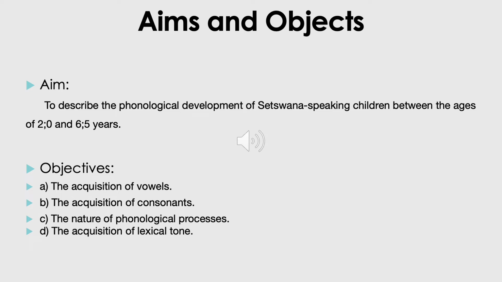For this current study, we looked at the acquisition of both segmental and suprasegmental phonology in children between 2.5 years and 6 years and 5 months. The focus was on the following aspects of phonology, namely vowels, consonants, lexical tone, and the nature of phonological processes in children's speech. This was done for both varieties of Setswana that were studied, namely the Setlhaping and Sekwena varieties.